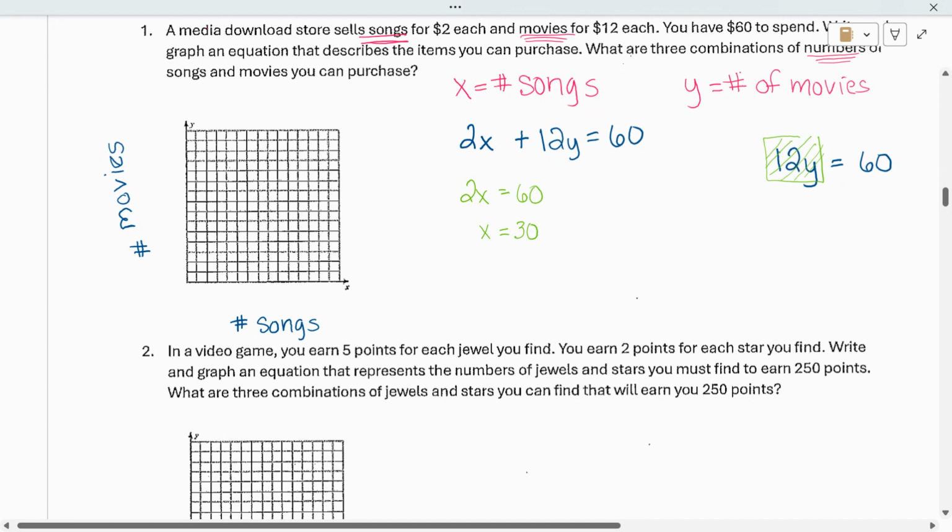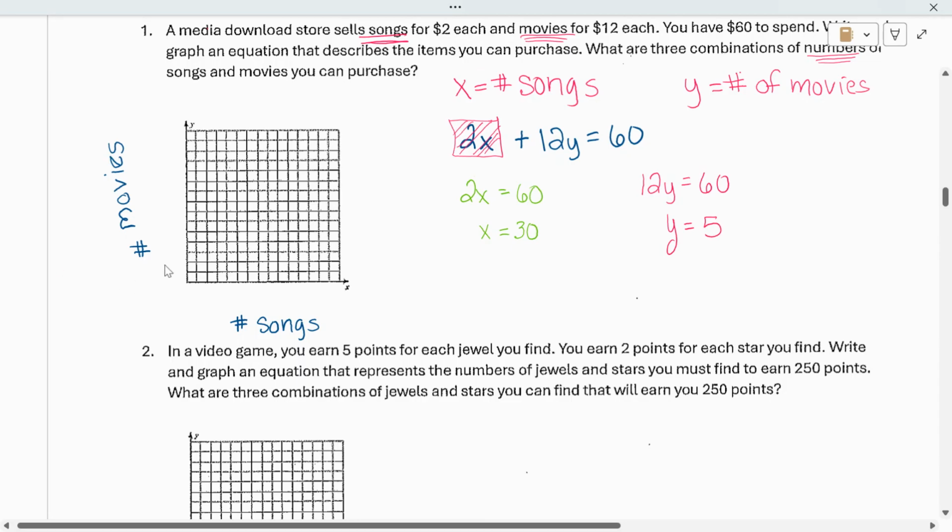And what am I going to cover up now? Yeah, I want to figure out how many movies I can buy. If I don't buy any songs, how many movies can I buy? Well, that gives me 12y equals 60, which means y equals 5. Good job.